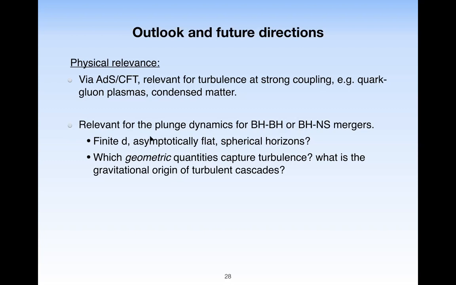But also, when we are doing the computation in a fully gravitational setup at finite D, we need to understand which geometric quantities we should look at, and what is the origin of these turbulent cascades in gravity. Okay, and with that, let me thank you and leave it there.